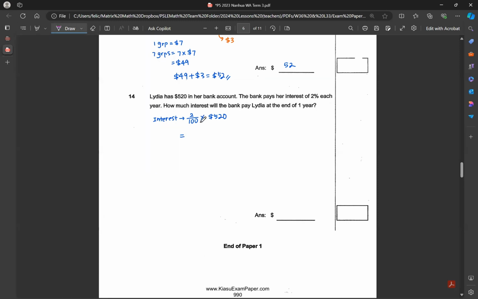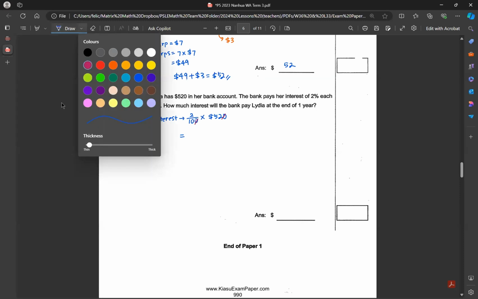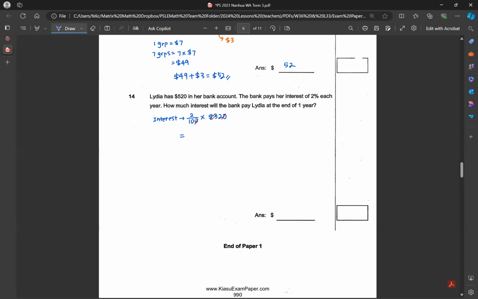So if you do the cancellation for this, 0 cancel. So this is 2 times 52. 2 times 52 is $104. 104 then divide by 10. 104 divided by 10 is actually $10.40. Just move the decimal point. Okay, so that's it. This is the interest that the question asks. How much interest? They only want interest. So this is the answer.